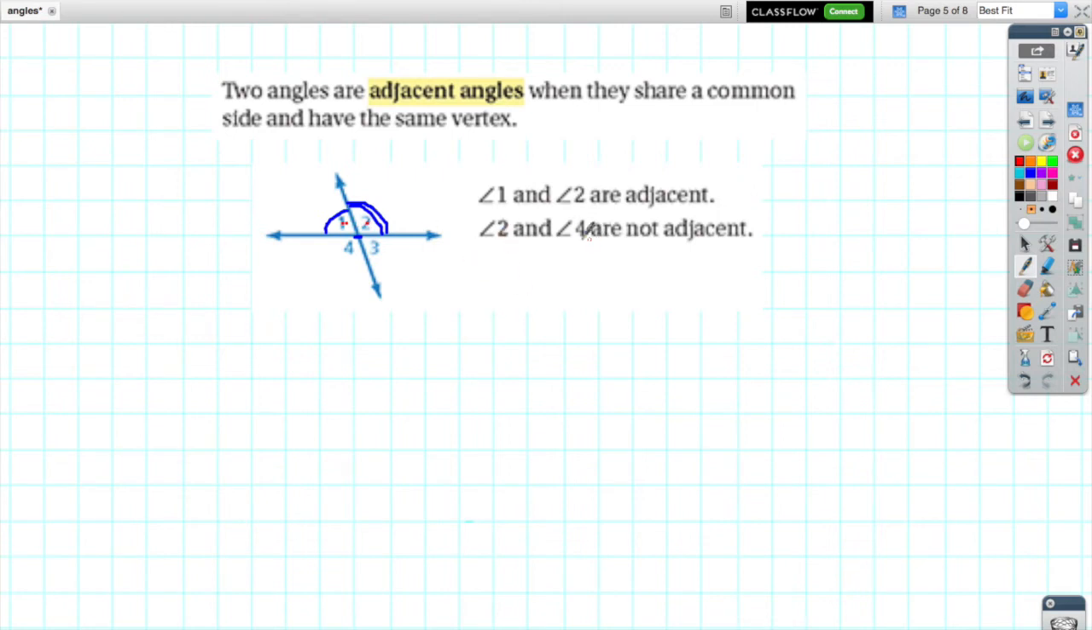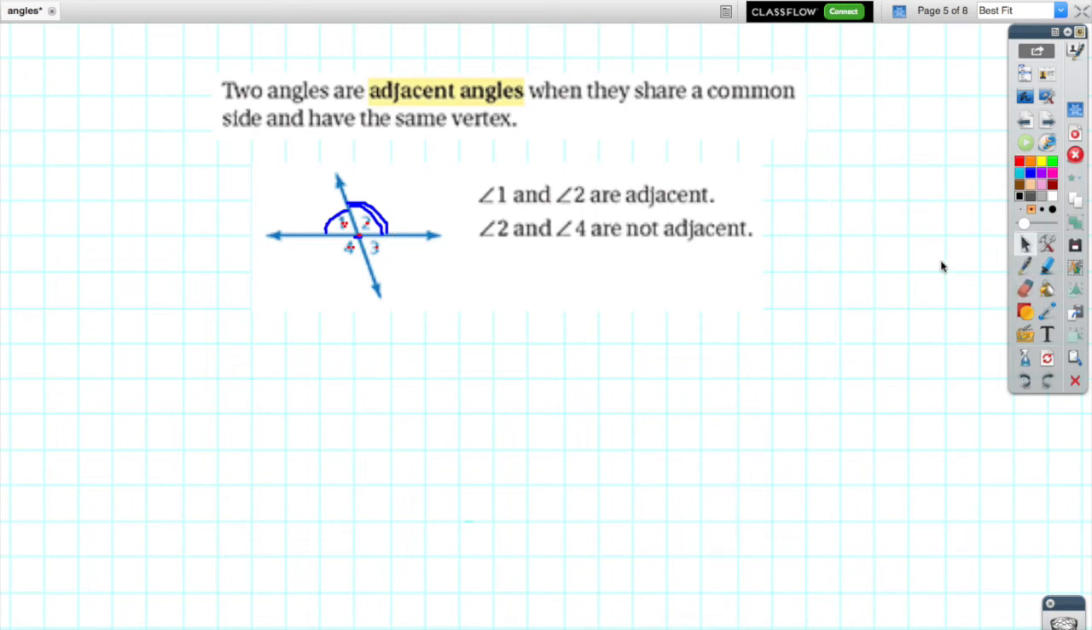Okay, 2 and 4 are not adjacent. 2 is across from 4. They share the same vertex, but they don't share a side. They're not next to each other, so they're not adjacent angles. In fact, 2 and 4 are vertical. So think about what another pair of adjacent angles would be. Maybe you picked 3 and 4, or maybe you picked 1 and 4. But anywhere where they're attached at the same vertex and they share a side. Again, the easy way to think about it is they're just next to each other.